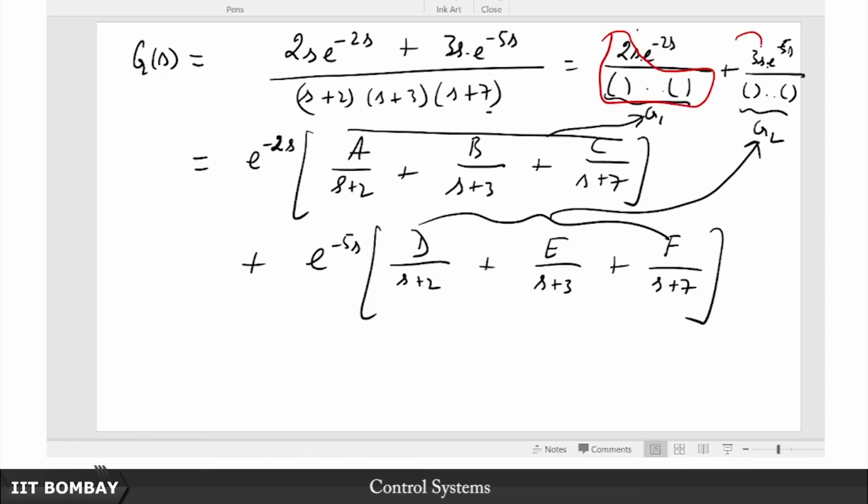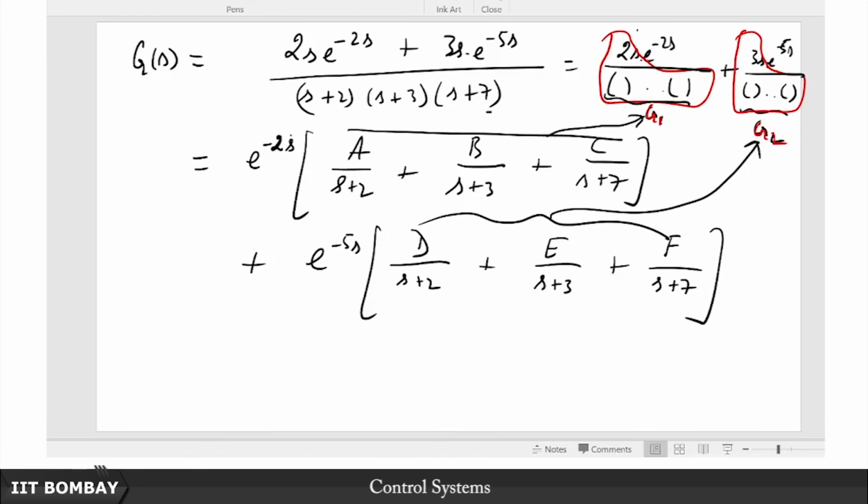When I am saying G2, I am only referring to the rational part without the time delay, okay. So this is G1, this is G2, okay. So now treat this as an expansion of G1, treat this as an expansion of G2, which we already know how to do, irrespective of whether these fellows are real or complex or what have you, right.